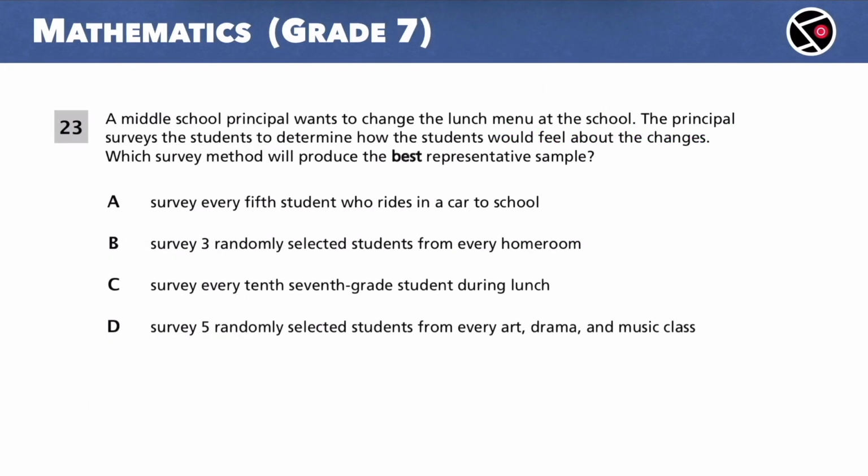Problem 23. A middle school principal wants to change the lunch menu at the school. The principal surveys students to determine how the students would feel about the changes. Which survey method will produce the best representative sample? So, the principal intends to do a survey at his school. The keyword for any survey is random. The samples have to be collected randomly. A. Survey every fifth student who rides in a car to the school. This is not random. This survey is limited to a specific set of students who ride in a car to the school. This is not a proper way to do a survey.